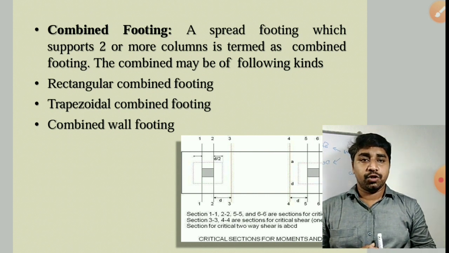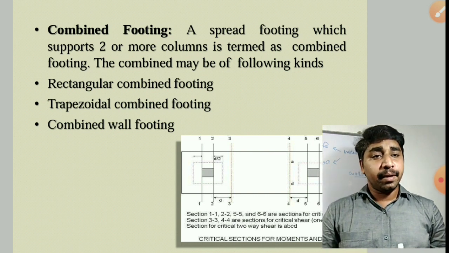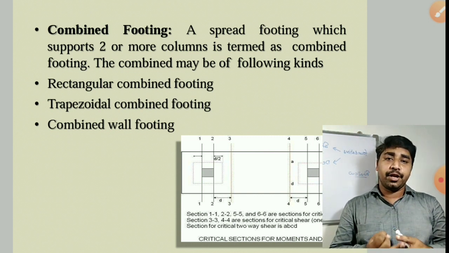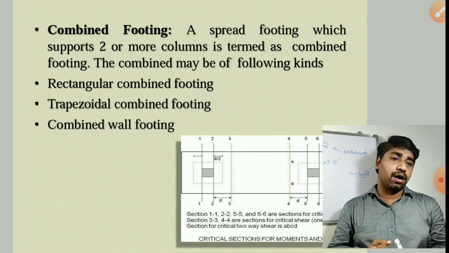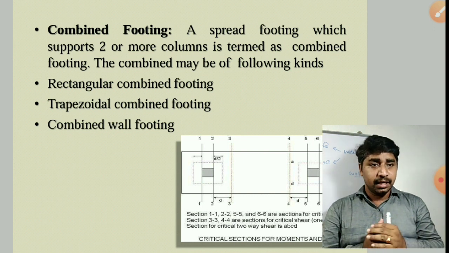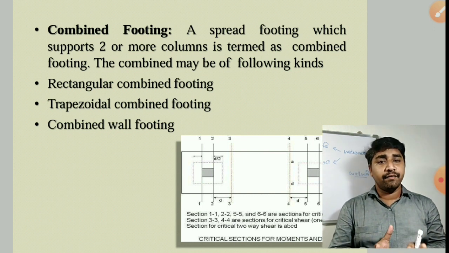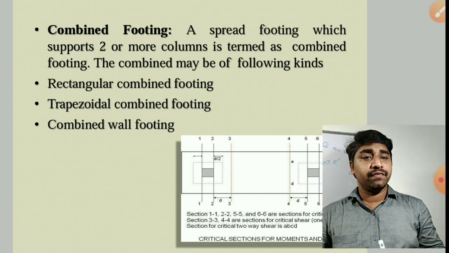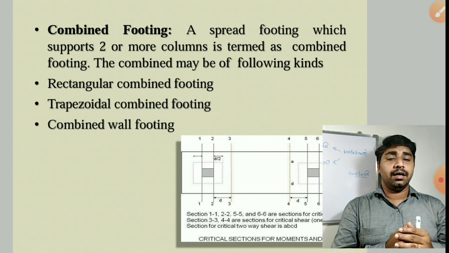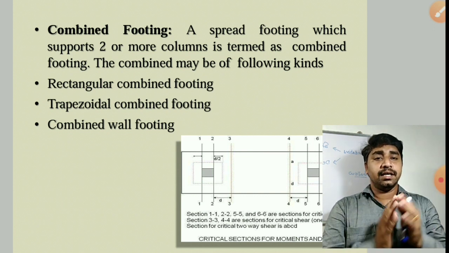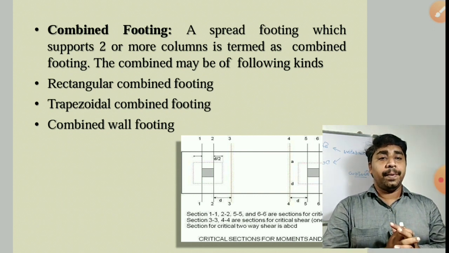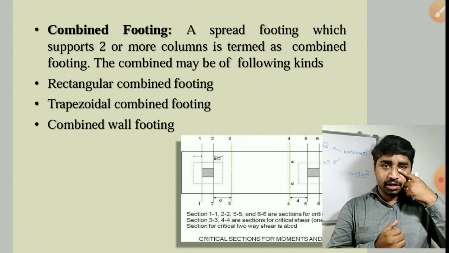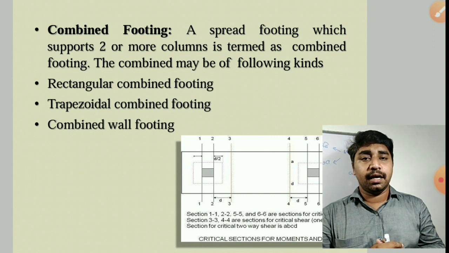So the combined footing may be of two types. It may be a rectangular combined footing or a trapezoidal combined footing, or a combined wall footing. For walls also we use combined footings. So combined wall footing, rectangular combined footing or trapezoidal combined footing. If the columns have sufficient space on both sides, then we can adopt column footings or rectangular combined footings.